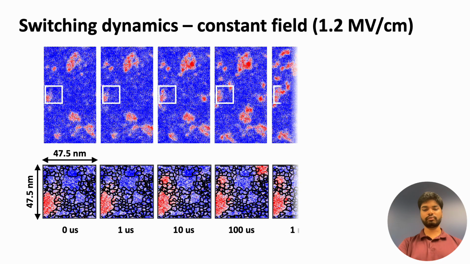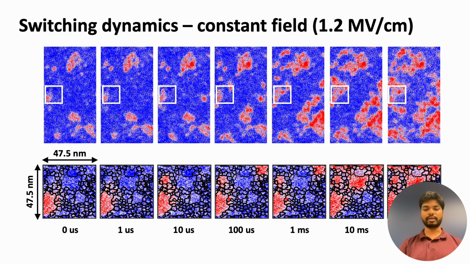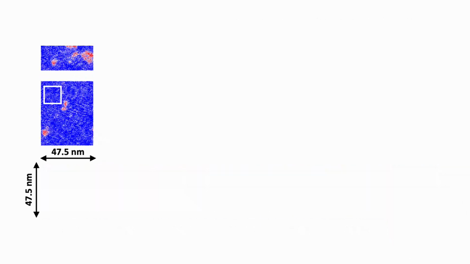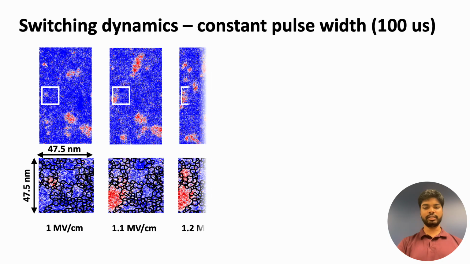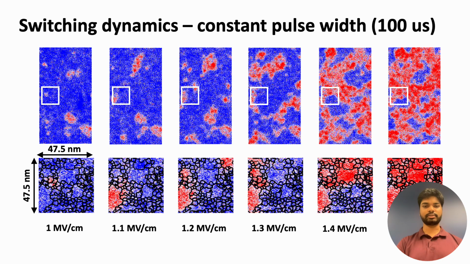And as you can see, when you go from left to right, as the pulse width increases, the fraction of switched regions increases, and we can also see that the electric domains switch sharply with no signs of domain wall motion or growth, like we see in perovskite-based ferroelectrics. We look at the same thing from the perspective of a constant pulse width and increase the electric field, and you will see similar characteristics.